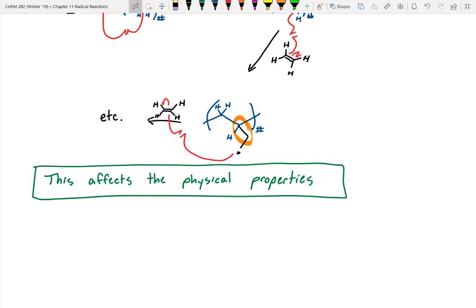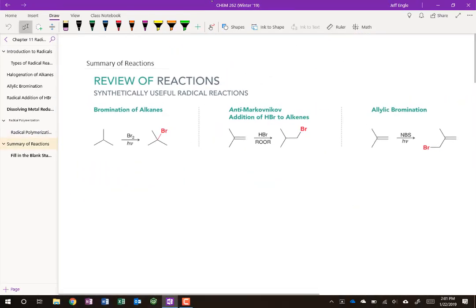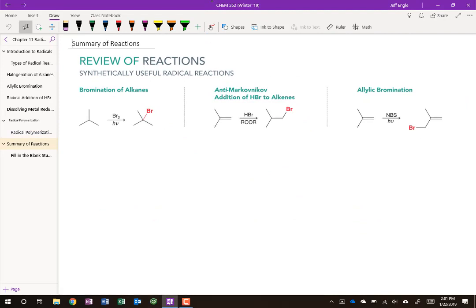All right, so if we go to the end of the chapter, there's a summary of reactions. There's three main ones you should know the mechanisms for. So there's the radical bromination of alkanes using bromine and UV light. There was anti-Markovnikov addition of HBr to alkenes. We saw that mechanism. And then there was allylic bromination using NBS. We saw that mechanism. So these are the three mechanisms I really want you to know from this chapter and know when to use them for various synthesis problems. NBS can be used with heat as well. So you might see UV light or heat with NBS.